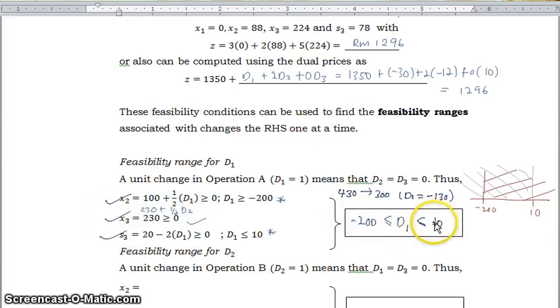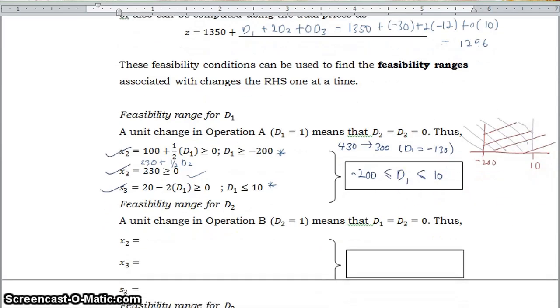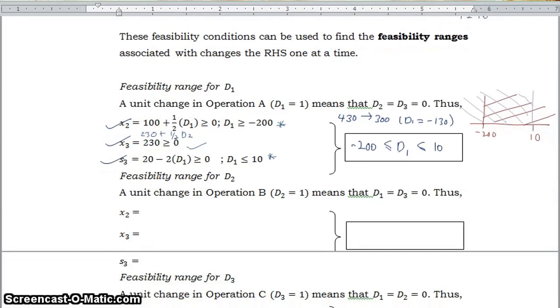If the value of D1 is outside this range, the current solution is no longer feasible. Therefore, Toiko needs to calculate or find a new optimal solution for the problem. Now let's move to D2.